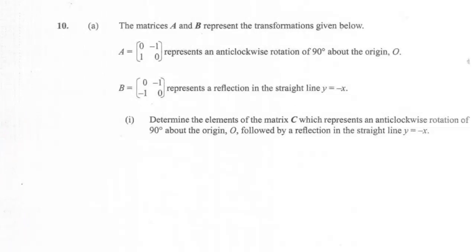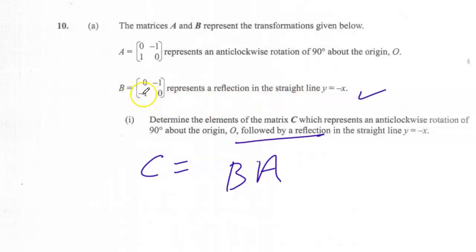To get the combined matrix C, it is the first matrix, the anticlockwise rotation A, followed by the reflection. The followed by is very important, the matrix that comes later is written first, so reverse the order. So C is equal to BA, and remember BA is not the same thing as AB, since matrix multiplication is not commutative, so the order is important. B comes at the front.